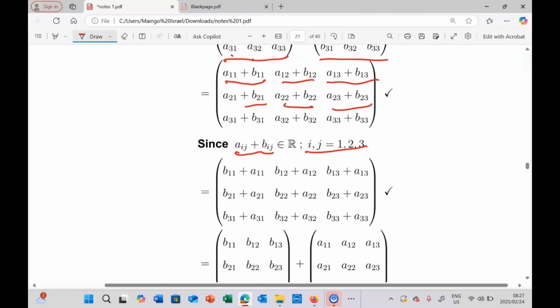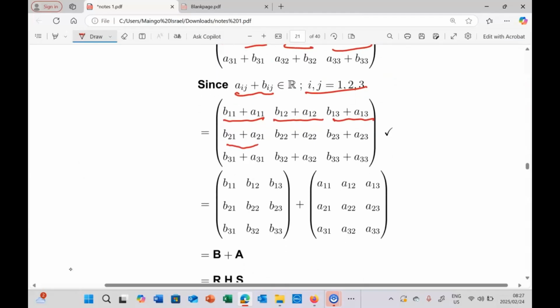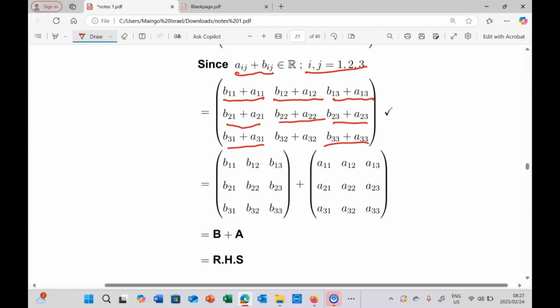We can write it like this: B11 plus A11, B12 plus A12, B13 plus A13, B21 plus A21, B22 plus A22, B23 plus A23, B31 plus A31, B32 plus A32, B33 plus A33. Then you know that we are adding, so we can separate these two matrices to show that we are adding two matrices. We just separate again, so then we have this.